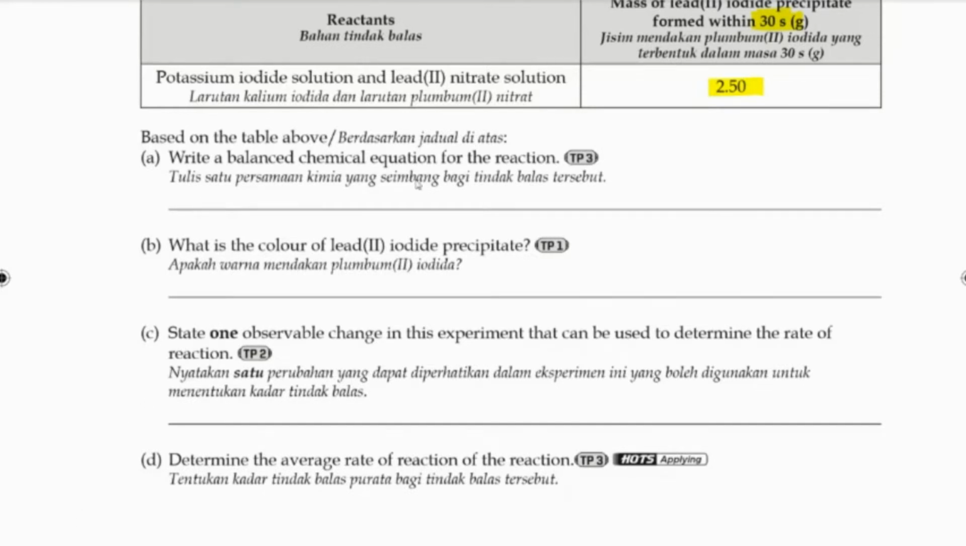Ready? So, the chemical equation: potassium iodide reacts with lead(II) nitrate to produce lead(II) iodide and potassium nitrate. So we need to balance the equation. This one times 2, this one times 2. So what color is the lead(II) iodide precipitate? Yes, yellow color.